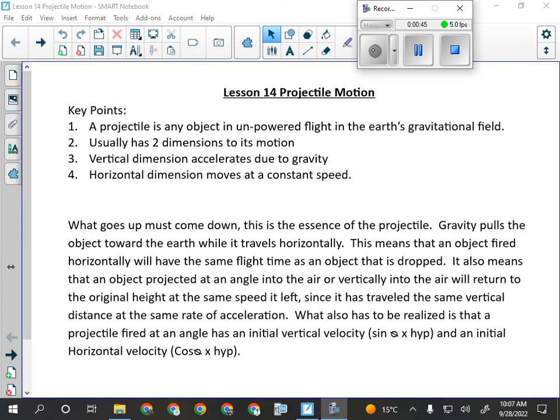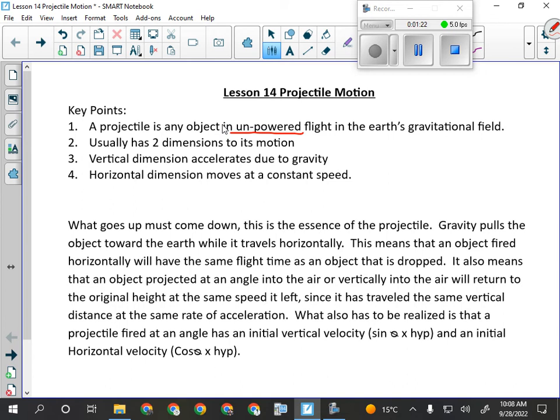All right, so first off, the definition of a projectile. Okay, a projectile is any object in unpowered flight in the Earth's gravitational field. Okay, that is as simple as if you drop something. If you drop something, it is an unpowered flight while it falls. Okay, it's like Toy Story. It's not flying, it's falling with style. Well, it's exactly the same thing. A projectile is any object that is essentially flying, falling through the Earth's atmosphere, only powered by gravity.